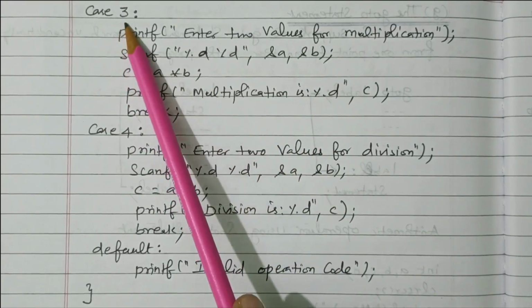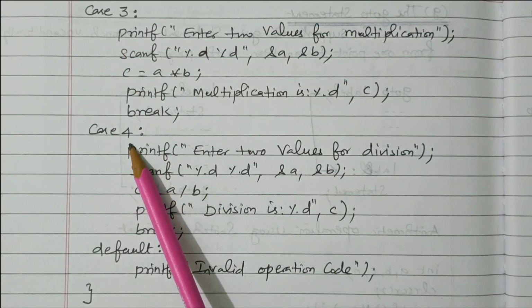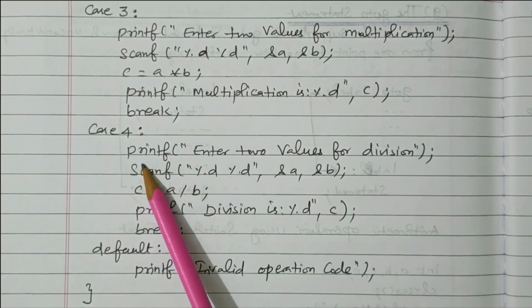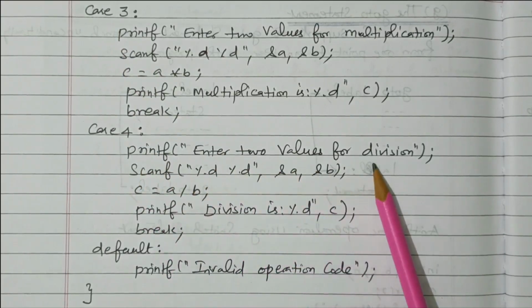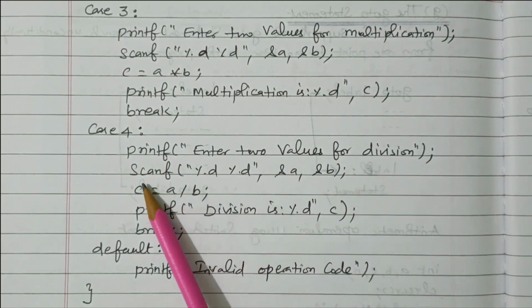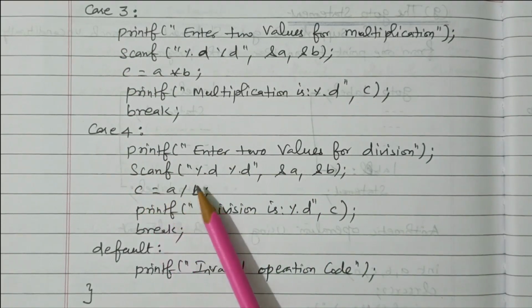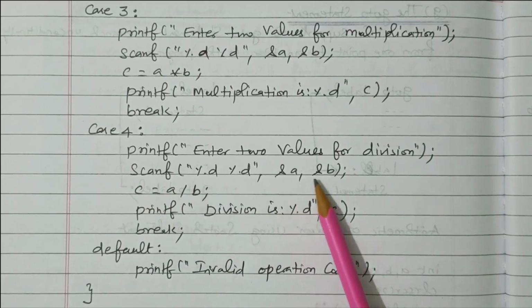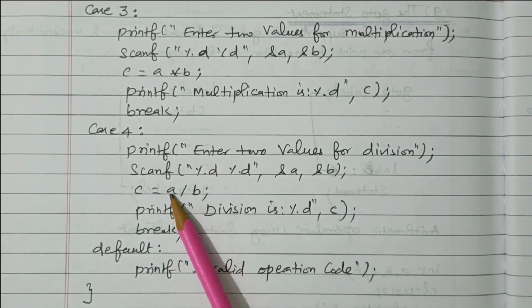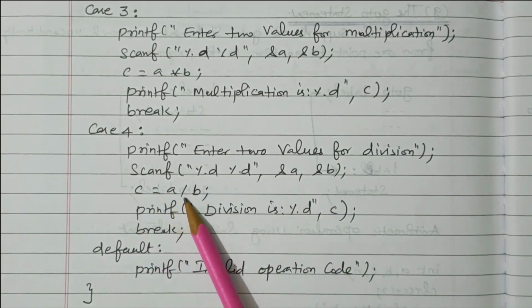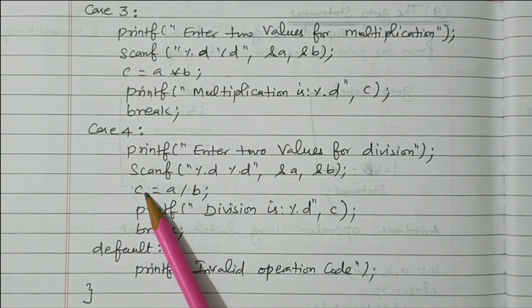Suppose the user does not enter 3, he enters 4. 4 means division. So we ask the user to enter two values for division. The user will enter two values, that is scanned by the scanf statement, stored in A and B. Then it is performed: C equals A divided by B, right? A and B is divided. Here only the quotient will be stored in C.